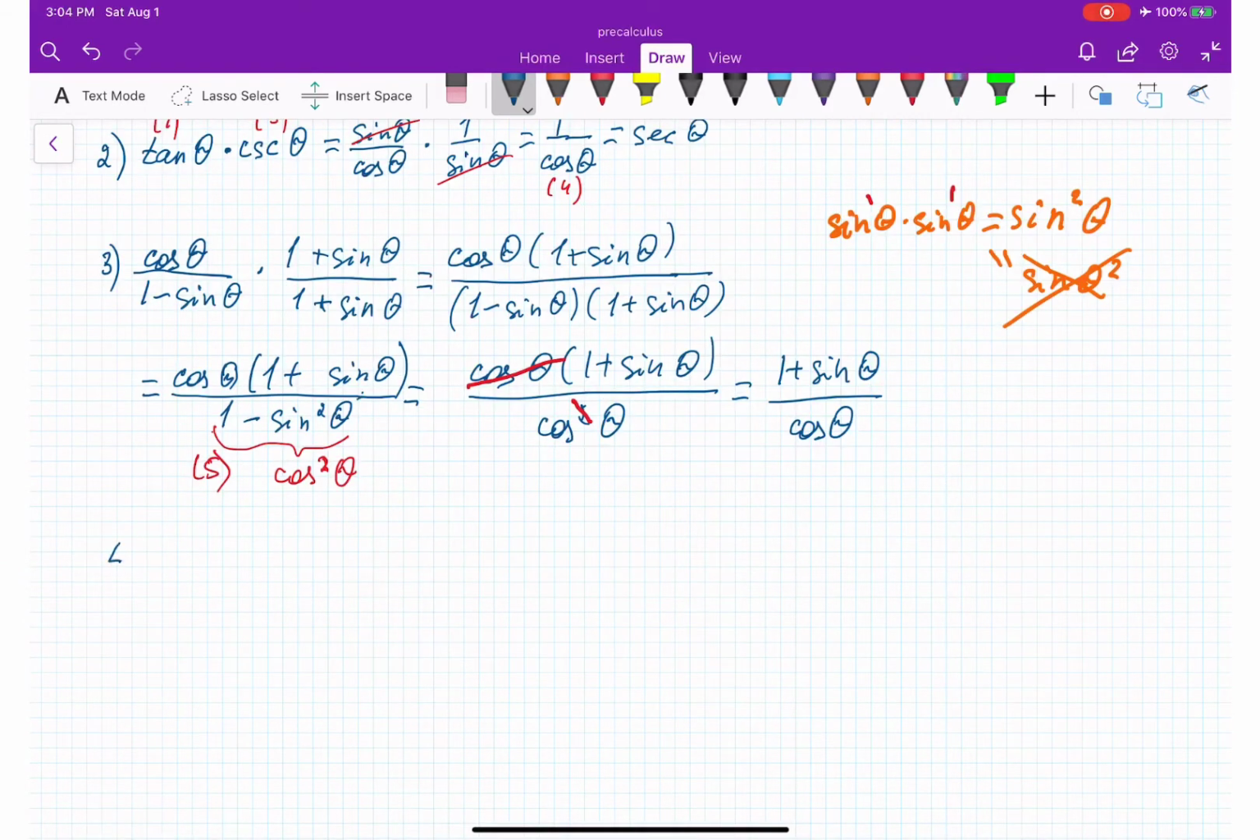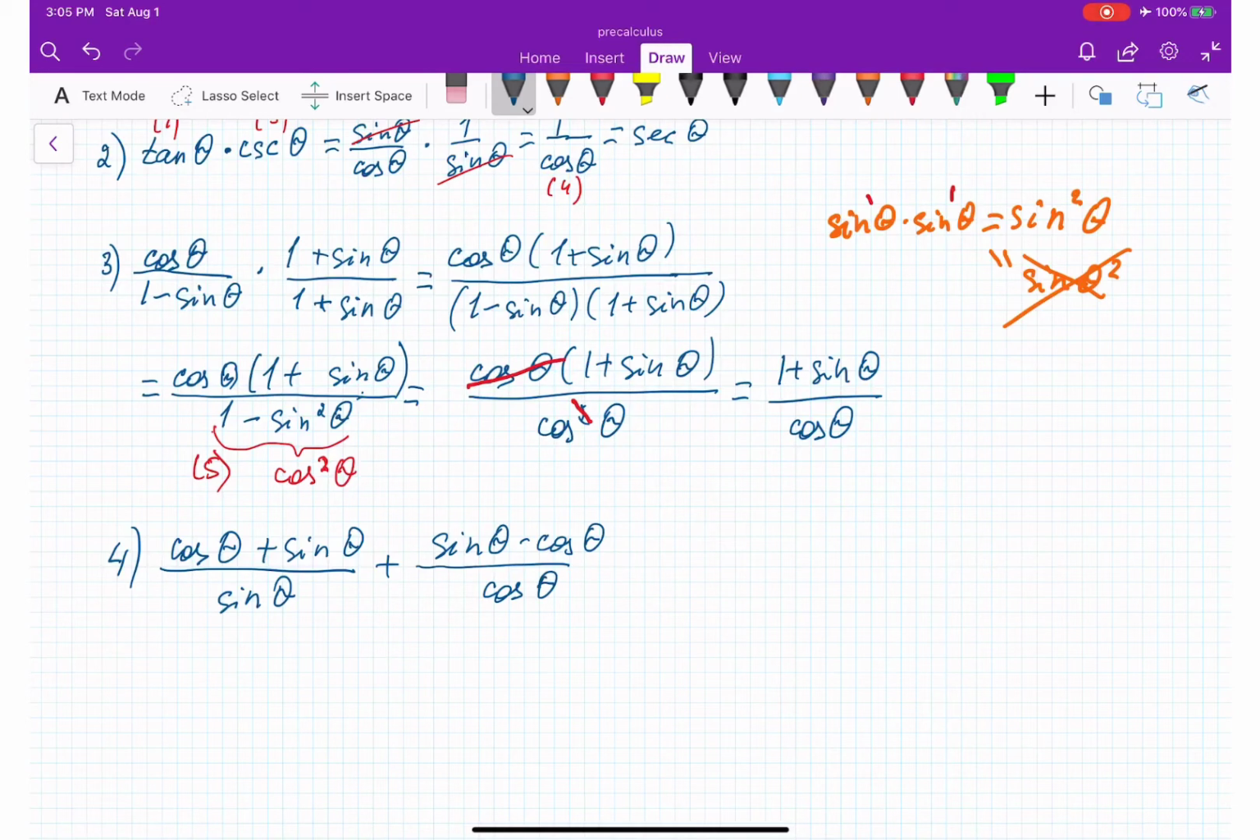Solving problem number 4, that is cosine theta plus sine theta over sine theta plus sine theta minus cosine theta over cosine theta. Okay.